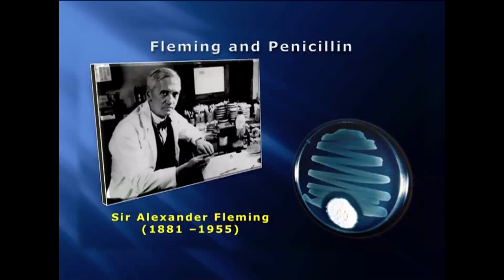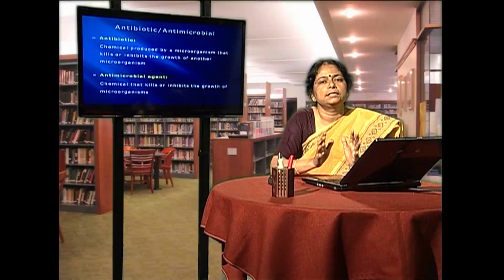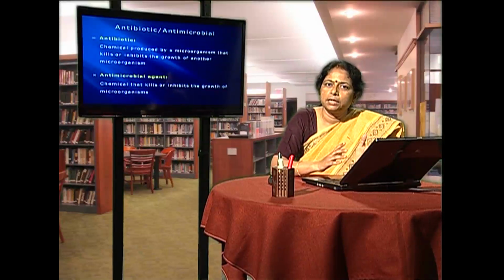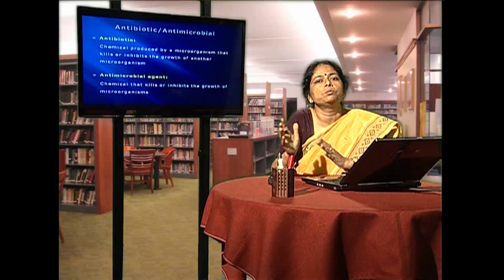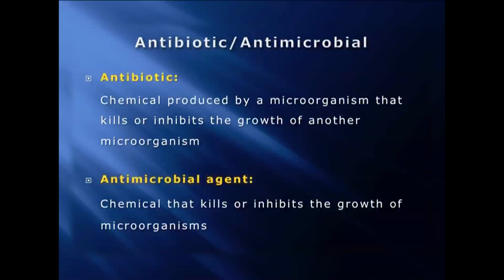Now in this picture we can see the presence of the mold which inhibits the growth of the bacteria. So Alexander Fleming was the first one to postulate that there is some chemical secreted by the fungus which inhibits the growth of the microorganism or the bacterial cell. After that, two terms became known in science: one is antibiotic, and the other is antimicrobial compounds or antimicrobial agents. Now let us see what is the difference between the two.